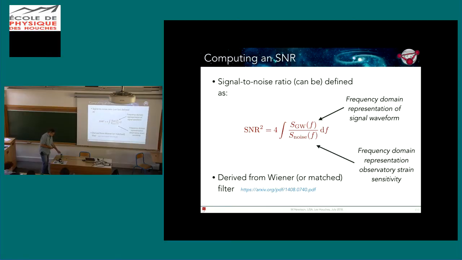Okay, so then in doing science performance, you often want to calculate a signal to noise ratio. That's a good proxy for how well your observatory will perform. It's often expressed in this form here, where the square of the signal to noise ratio is effectively the ratio of the signal power to the noise power integrated over the band of your observation. And there's a link here you can go off and read on how you can even derive this. It's done simply using a matched filter or Wiener filter expression.